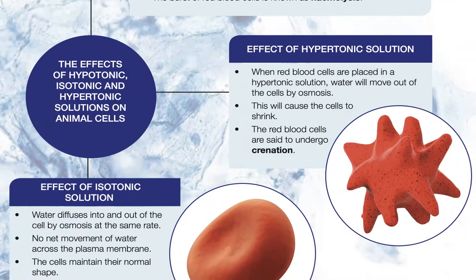Yang pekat lah, pekat dengan garam, pekat dengan gula dan sebagainya. So apa yang akan jadi adalah more water will diffuse out. Air bakal banyak keluar. Okay, this will cause the cell to shrink. Dia akan mengecut. Dia akan mengecut. And the red blood cell is said to undergo crenation. Crenation ni adalah suatu proses yang mana banyak sangat air keluar daripada red blood cell. So that process is called crenation.